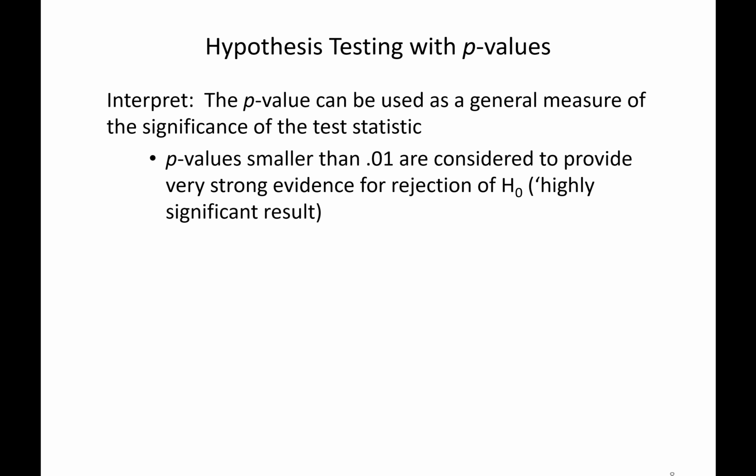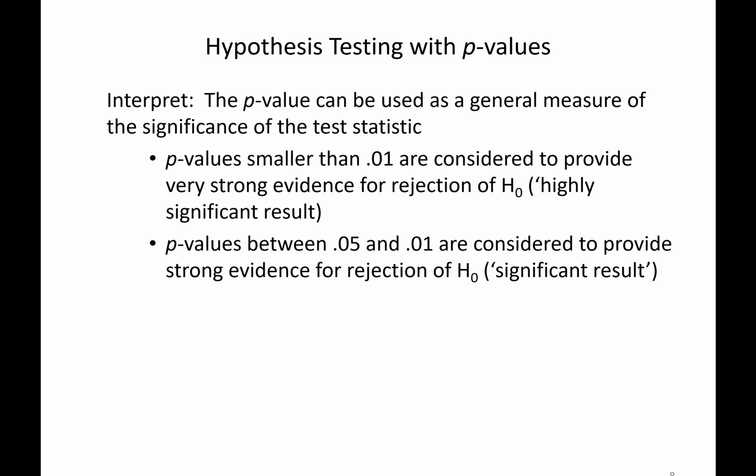And so p-values that are less than 0.01, less than 1%, are considered highly significant. So if you had an alpha level of 1% and you rejected the null hypothesis, that means your p-value is less than 1%. And p-values are very useful because you don't have to specify alpha. You can just say, what's the p-value?